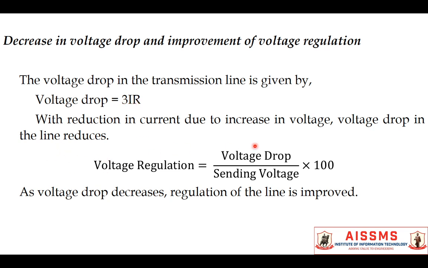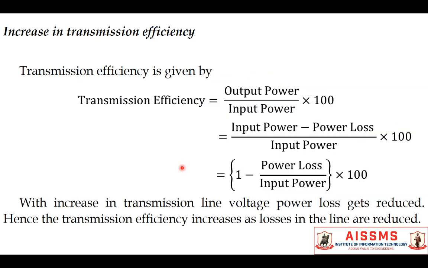And the voltage regulation is given by voltage drop divided by the sending end voltage into 100. If the voltage drop decreases due to increase in the transmission voltage, then the overall voltage regulation will be improved, or you will get a good voltage regulation with the increase in the voltage value.